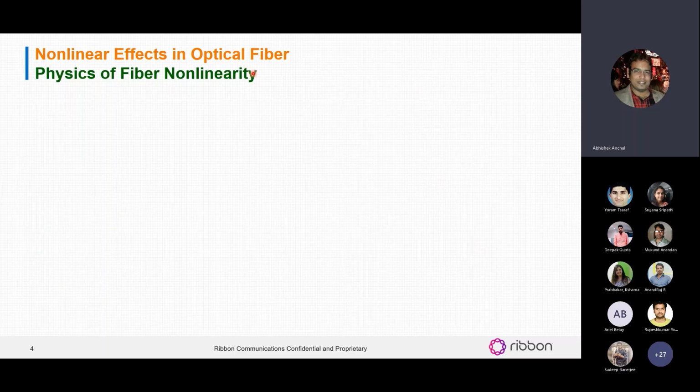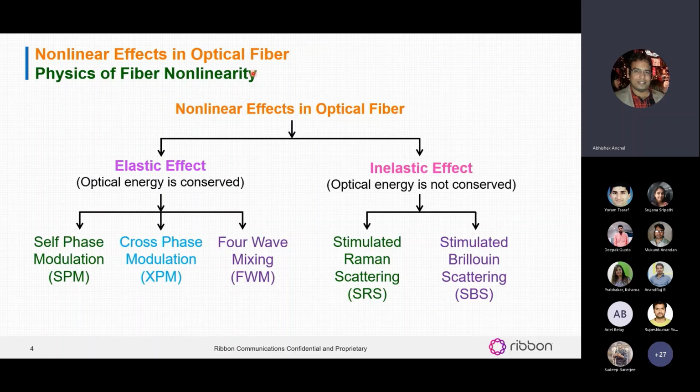to the physics of the fiber nonlinearity. We can define the fiber nonlinearity in two parts. One is called elastic effect and the other is called inelastic effect. In elastic effect, the optical energy is conserved, and it can be further divided into three parts: self-phase modulation, cross-phase modulation, and four-wave mixing. We are going to see how these actually affect our system.